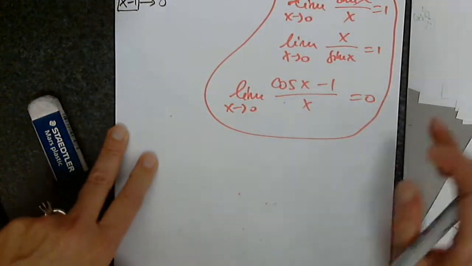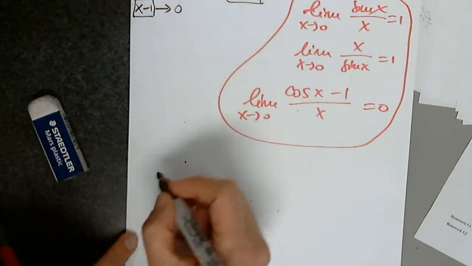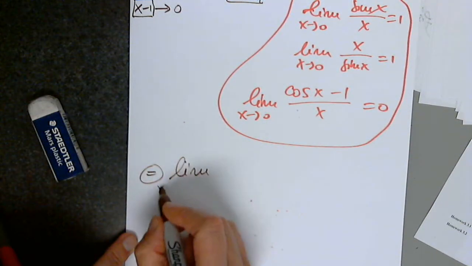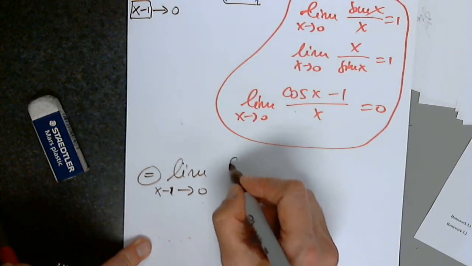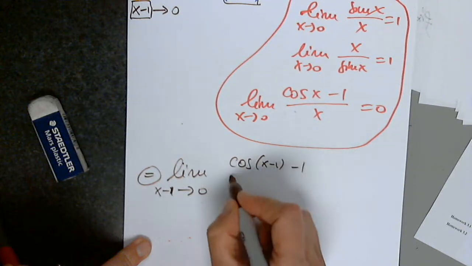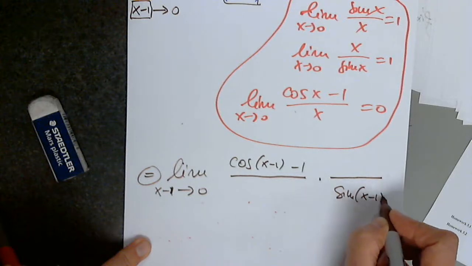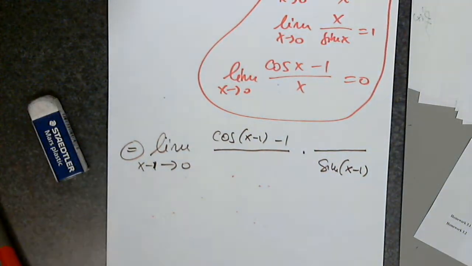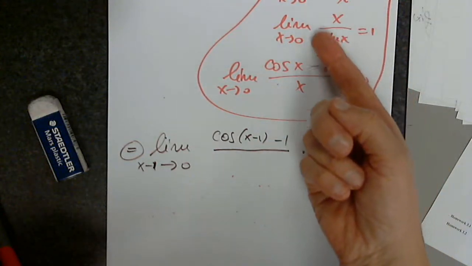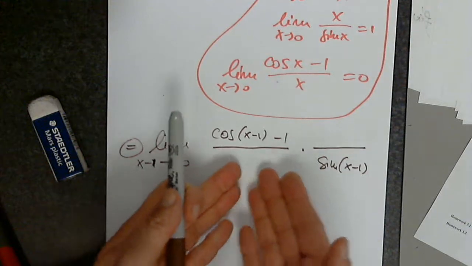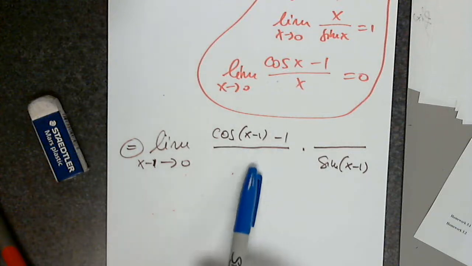So then I'm thinking of the following step. Rewriting, so I'm going to continue here. Limit as x minus 1 approaches 0. And I'm going to write cosine x minus 1 minus 1 multiplied by sine x minus 1. I'm hoping that I can make this happen, and I'm hoping that I can make this happen. But what am I missing here, and what am I missing here? What should I have here?